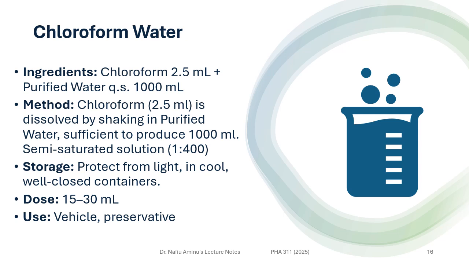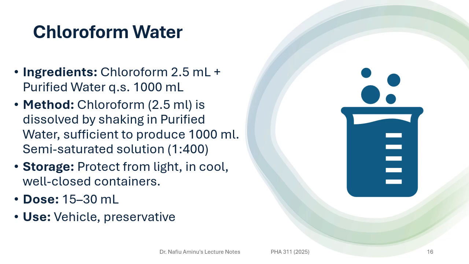So in this case, to prepare 1 liter of this aromatic water, 2.5 ml of chloroform is dispersed into water up to 1 liter. Okay, this will give a kind of 1:400 dilution. Meaning 1 part of concentrated chloroform to 400 parts of water. So simply by mixing the 2.5 ml in water, with the help of shaking, we have a chloroform water formed.